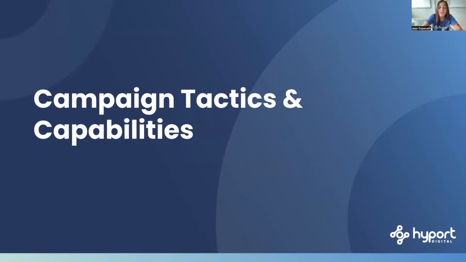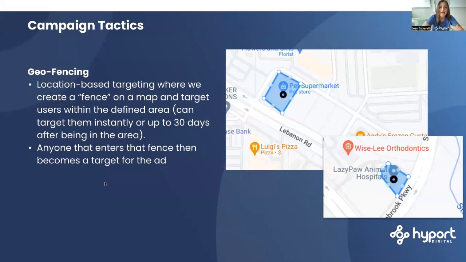So I want to start here, just kind of go through some of the different tactics that are some of the more popular ones and how they can provide benefit for your business. The first one that a lot of people are familiar with in display is referred to as a geofencing tactic. Geofencing is location-based targeting, where we quite literally create a digital fence, a virtual fence on a map, and you target users that are inside of that defined area.